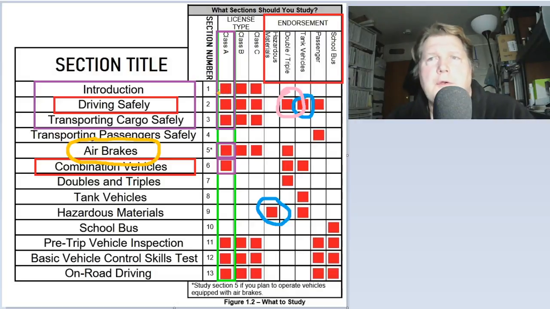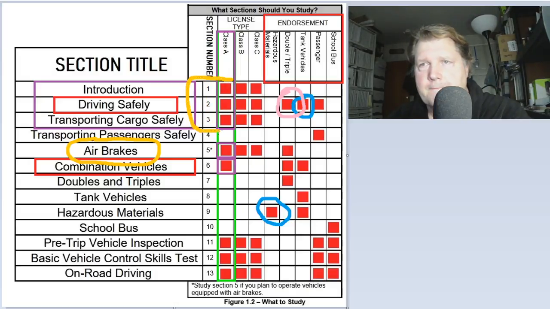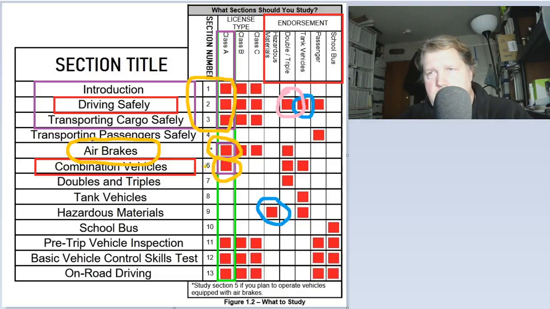But just for your general knowledge, for your written exam, Class A, what do you need? I would go with these. Well, that looks pretty terrible. Let me try that again. These sections here. And I've heard that there are some combination vehicle questions on the Class A, so I would study this one here. And as for there being general air brake questions on the general knowledge, I wouldn't chance it. I would go ahead and study that. So you're looking at 5 sections starting off with, and that's just for the general knowledge.